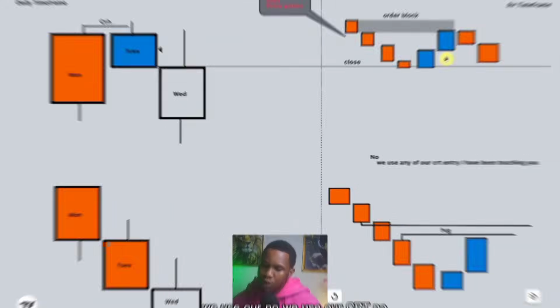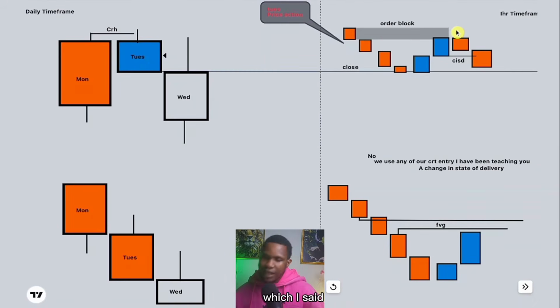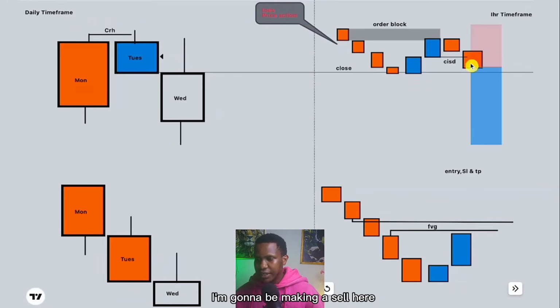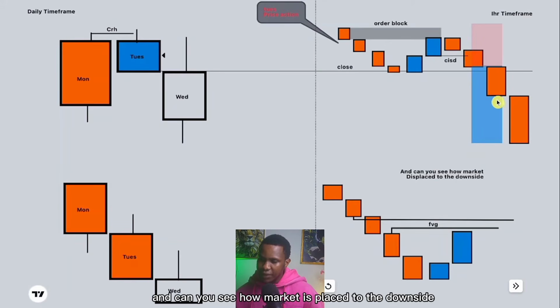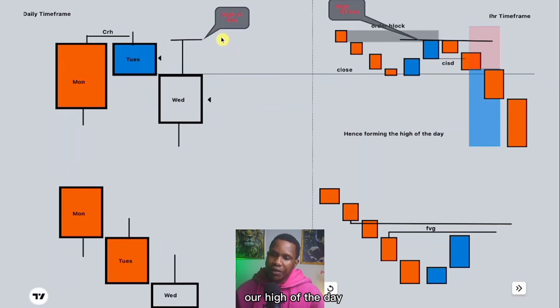Comment down below. No, we use any of our CRT entries that I have been teaching you guys, which I said I will wait for a change in state of delivery. I'm going to be making a sell here, stop loss, TP. And can you see how market displaces to the downside? Hence forming our Wednesday candle right here, our high of the day.